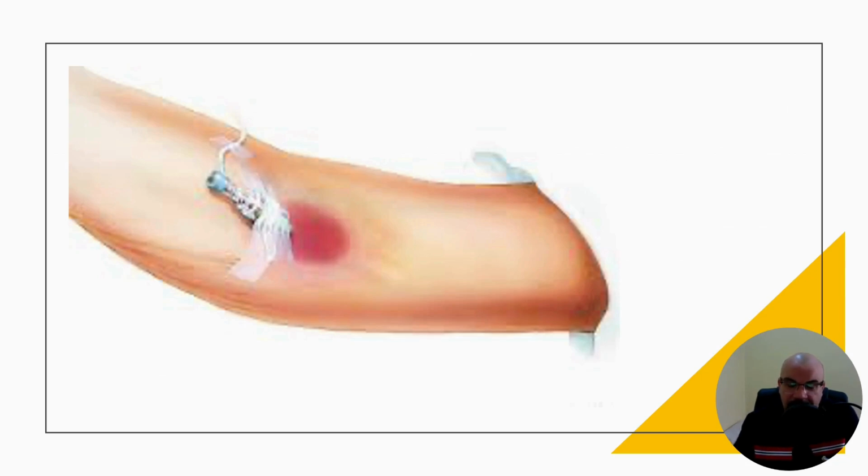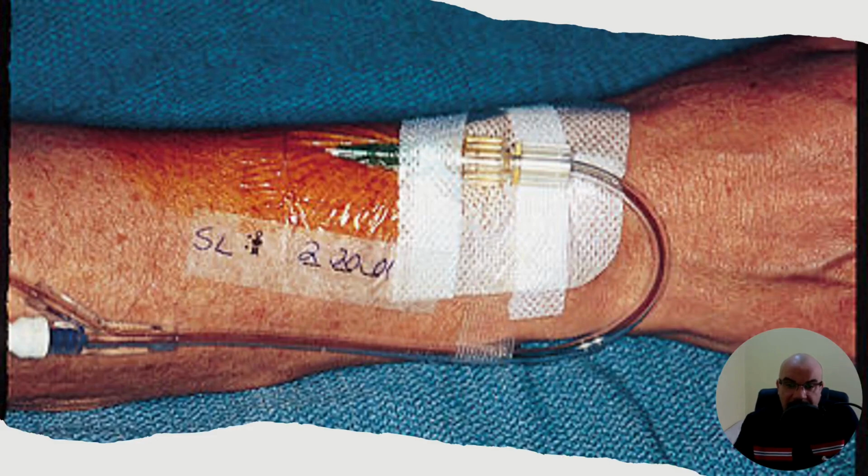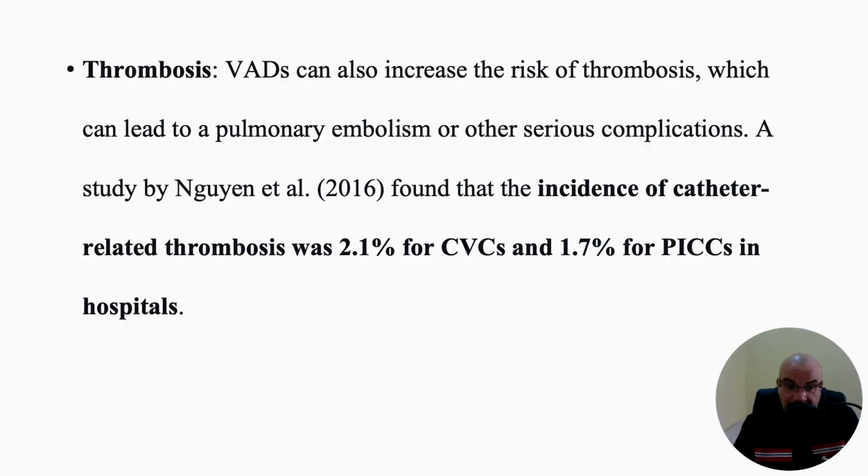These signs and symptoms of infection can also happen with the PICC line. This is also true with the IV line or cannula, the peripheral line. You can see here the signs and symptoms of this infection on the skin: discoloration, redness, pain, all signs and symptoms of infection when it comes to the peripheral IV line.